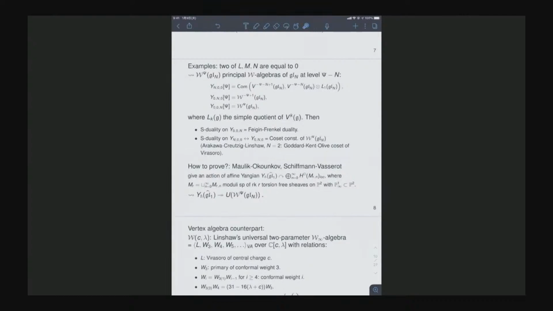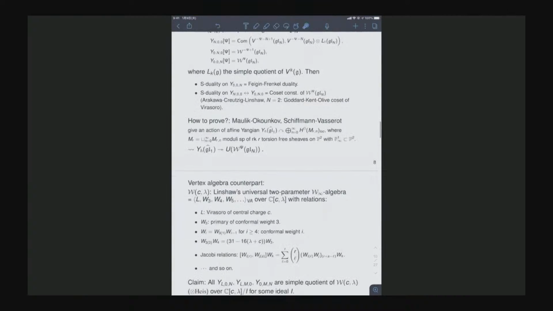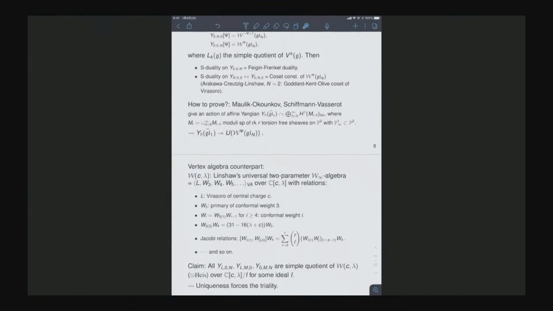And then using this geometric description, we get a dense morphism from the affine Yangian to the universal enveloping algebra of the principal W algebra. This gives a geometric realization of the principal W algebra. But we have a vertex algebra counterpart, W_{C,λ}. This is called the universal two-parameter W-infinity algebra, maybe known in physics, but we should define this W_{C,λ} in a purely algebraic way.